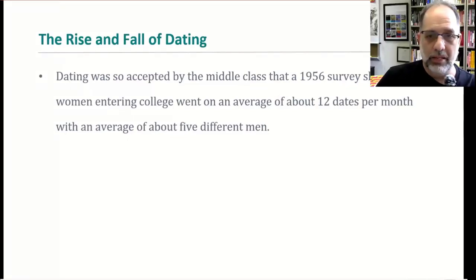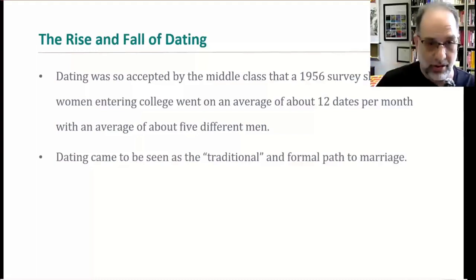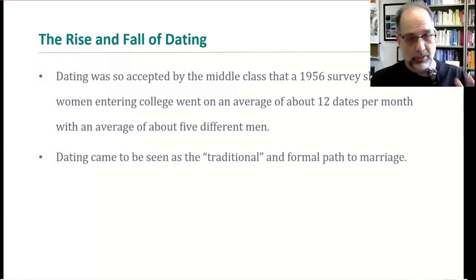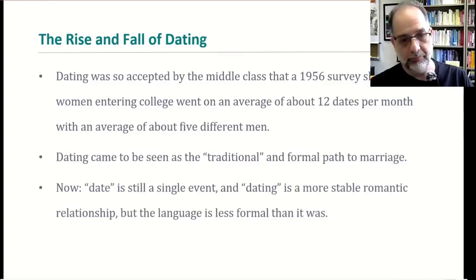It was so accepted and so commonly practiced, especially among middle-class people and people in college, that there was this survey that showed college women going on an average of 12 dates per month with 5 different men. So people were dating a lot, and it was normal and expected, and that's how they interacted largely. It came to be seen as traditional, but of course it was a recent invention. As we saw, it replaced courtship and so on had come earlier.